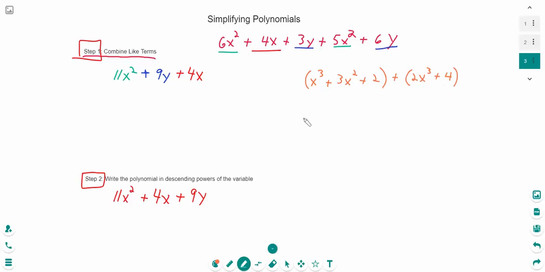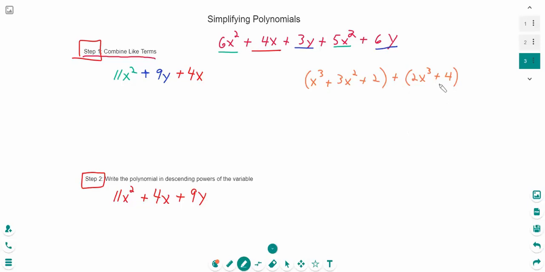Okay, and if they were to ask you to simplify this, first thing you would do is look through it and say, okay, we have nothing but polynomials here. So that's great. We can use our steps to simplify polynomials. And what's the first step? Well, we need to combine the like terms.